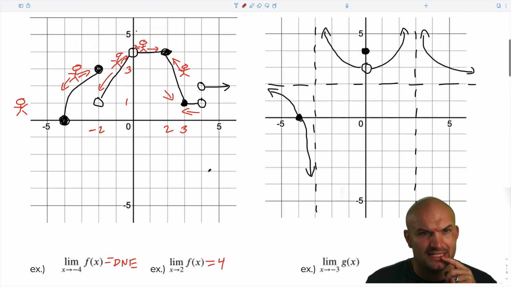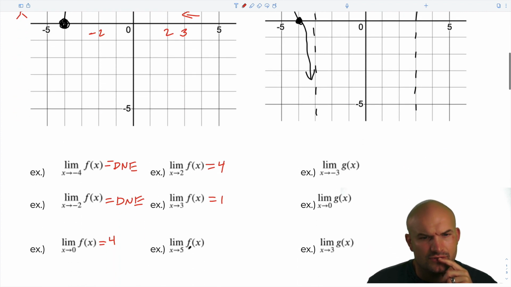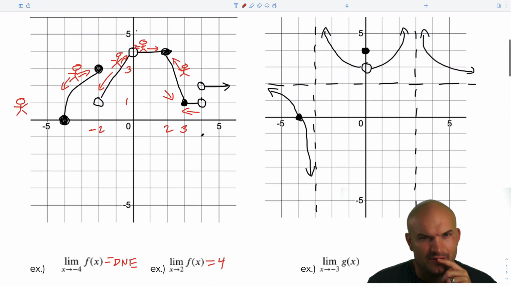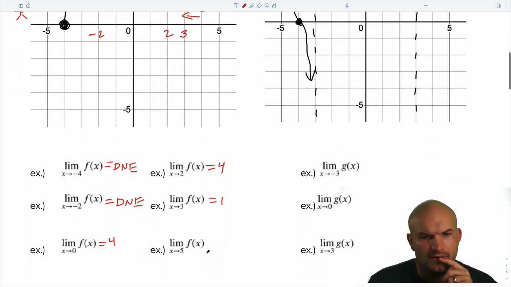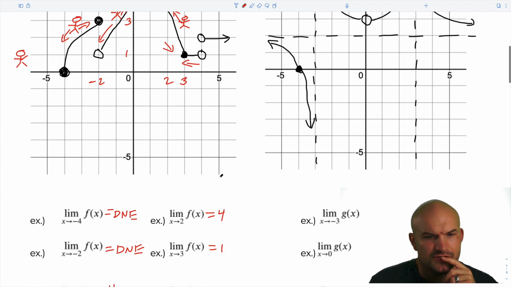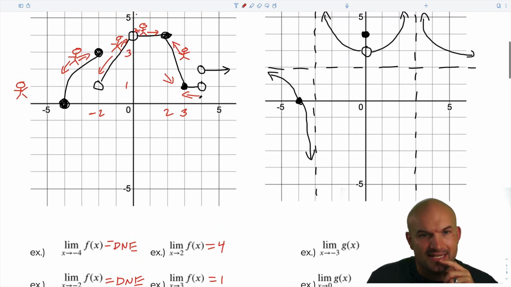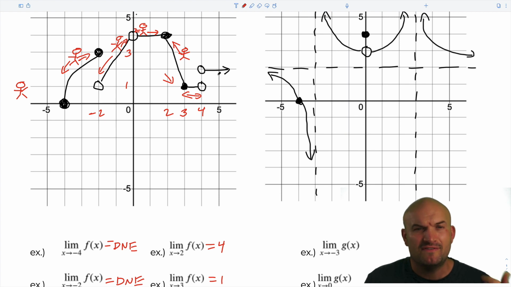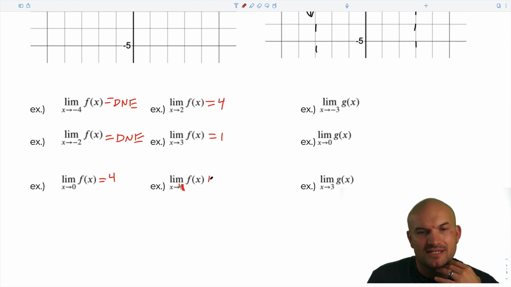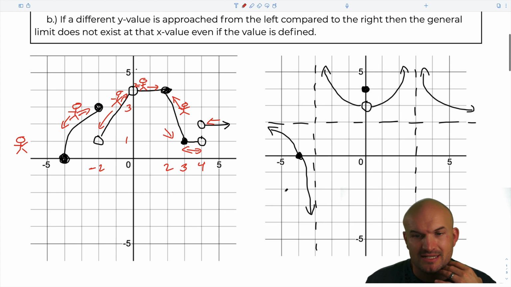All right, and the last one is example number 5. Let's go to 4. I'm sorry, 4. I think I made a mistake there. So in this case, you can see that these are 2 different values, right? At 4, 2 different values. I didn't have anything defined for 5, so I think I wrote that down wrong. So you can see from the left and from the right, they're approaching 2 different values. So that does not exist.